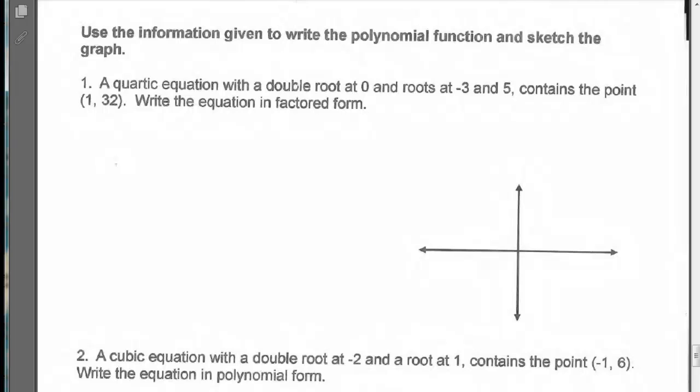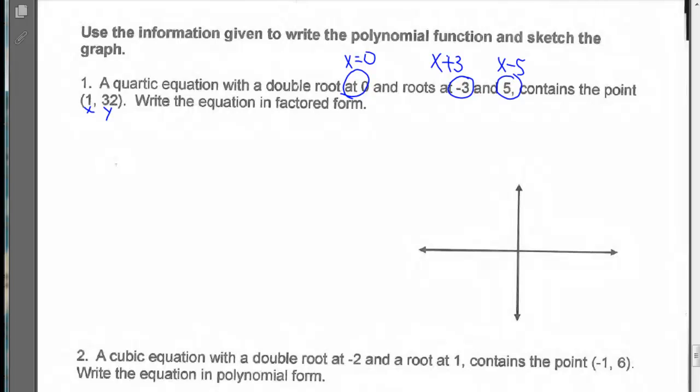So using what information we know, we have a double root at 0, so that would be x equals 0. We know we have a root at -3, so we would write this factor, x plus 3. And we have a root at 5, so this factor would be x minus 5. And it contains the point (1, 32), so 1 is our x value and 32 is our y.